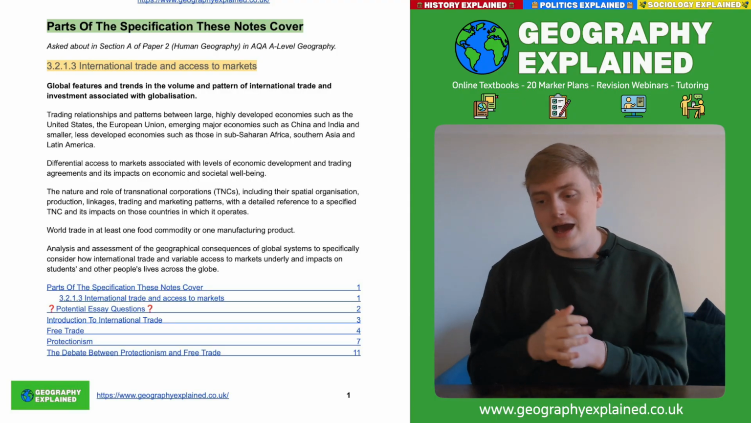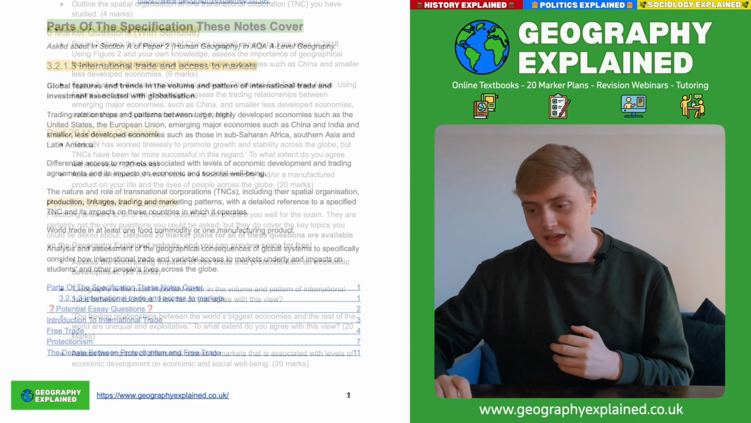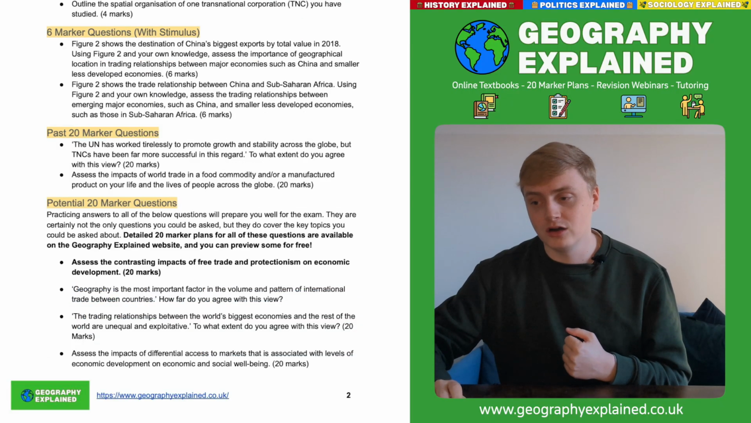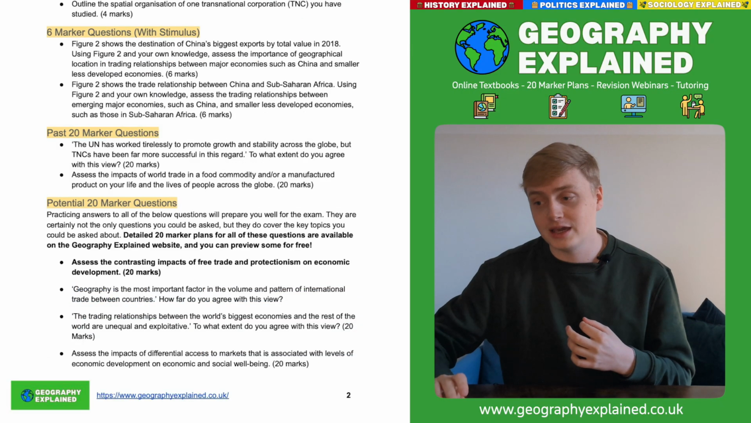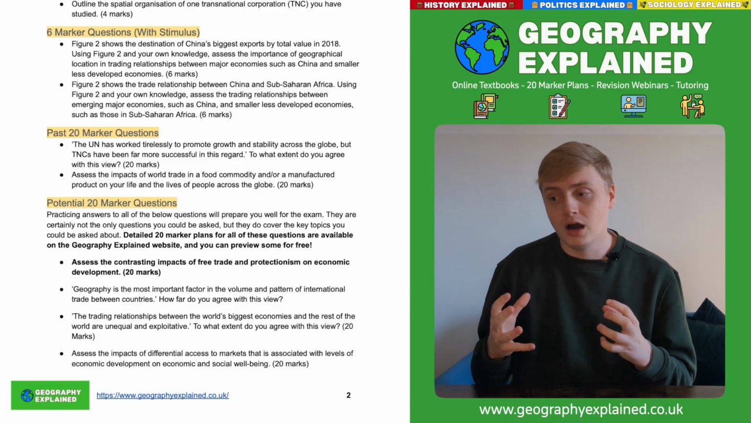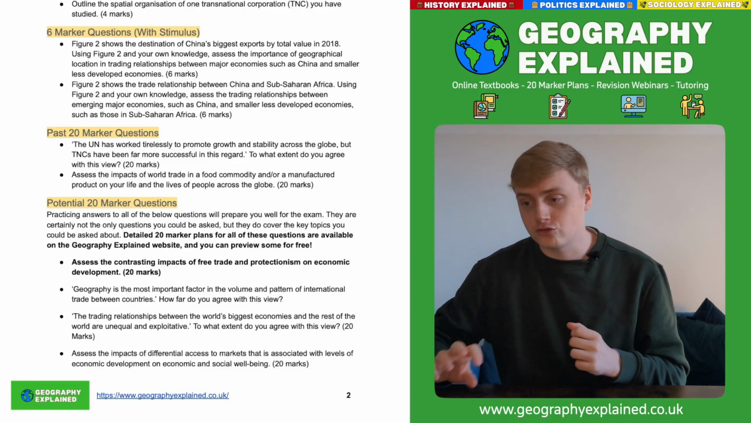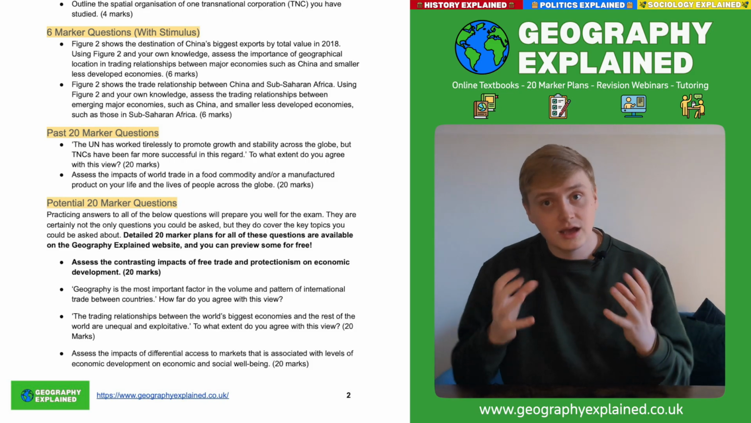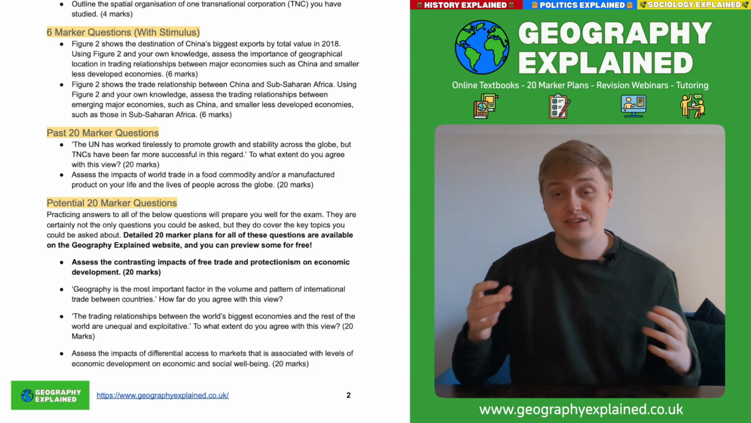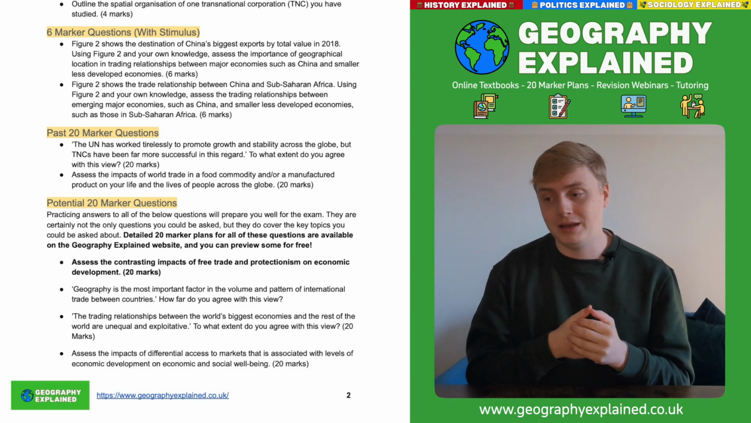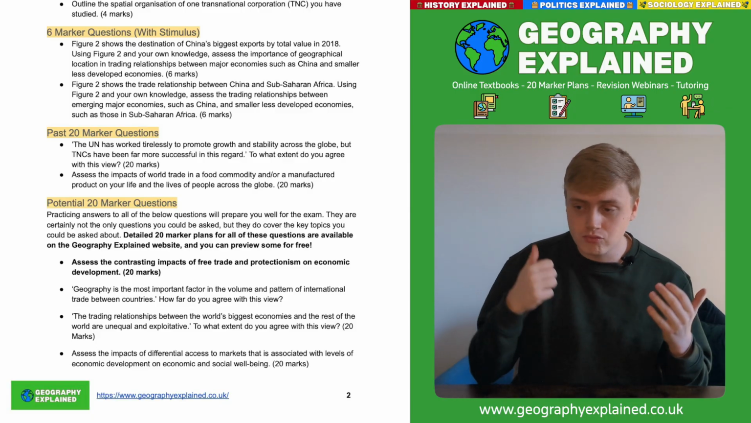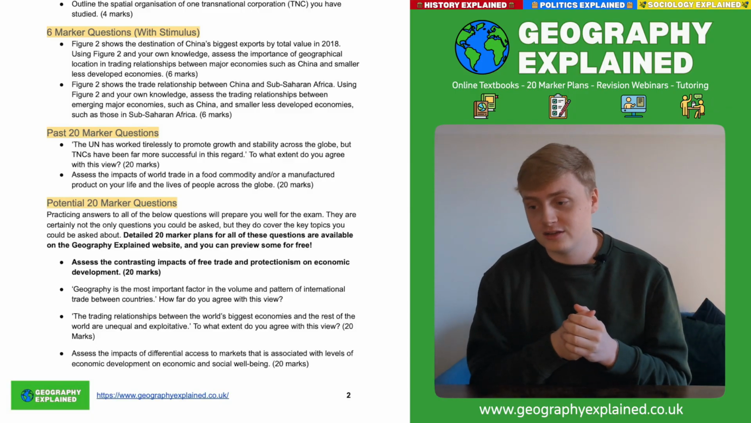free trade, and protectionism. In terms of some key potential 20 marker questions you get asked on the topic in the exam, these 20 marker questions you can see on your screen cover the whole of the international trade and access to markets subtopic, and you can actually find detailed 20 marker plans for all of these questions, which are a brilliant revision resource on the Geography Explained website.